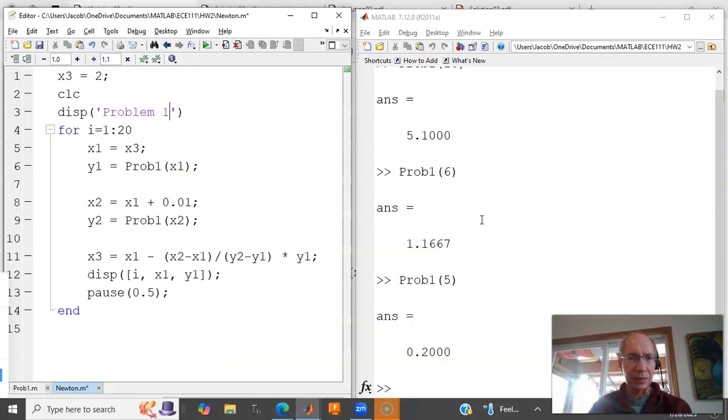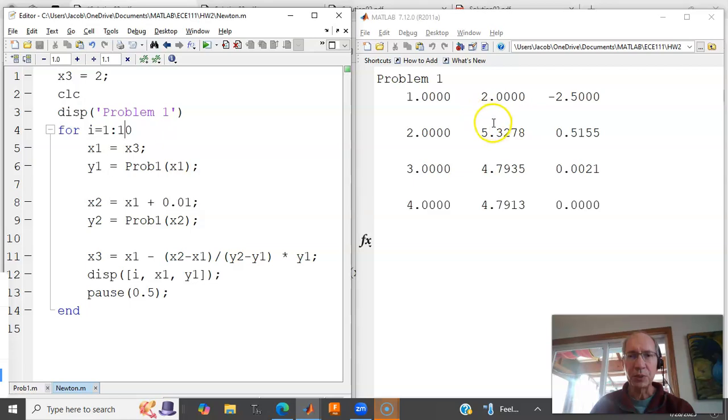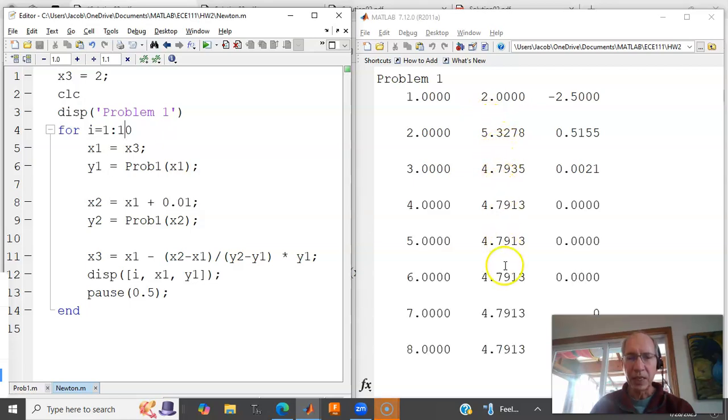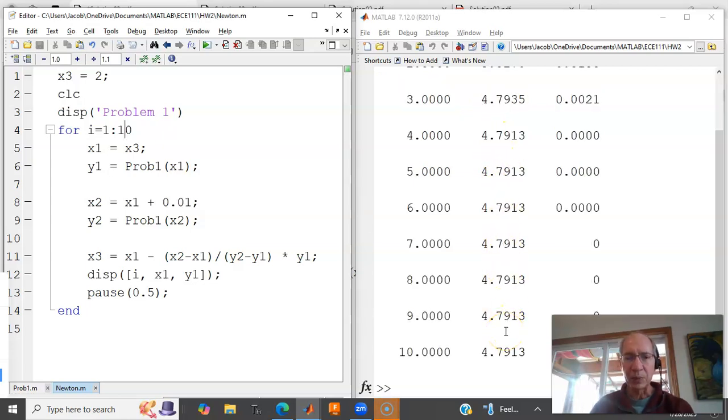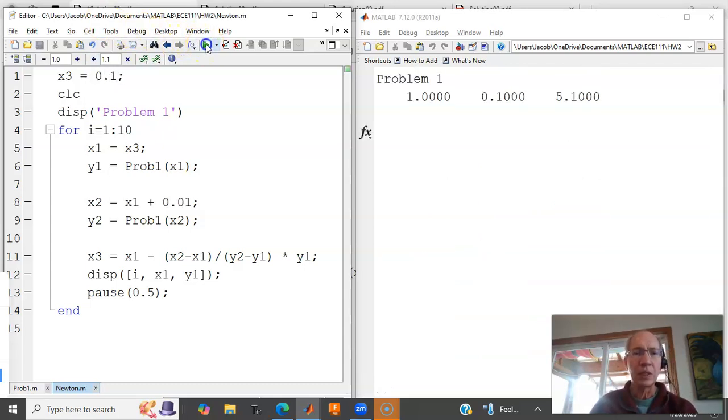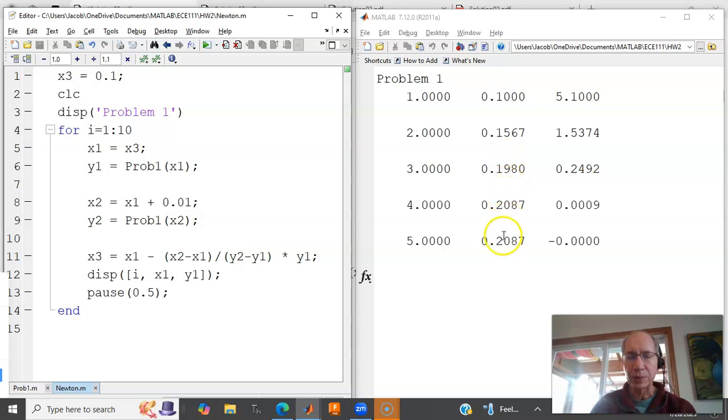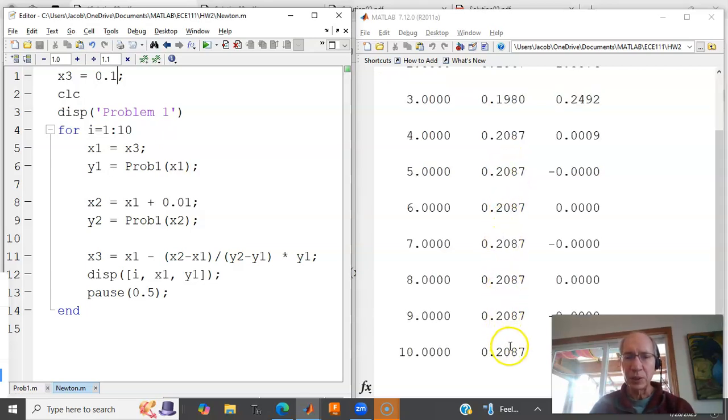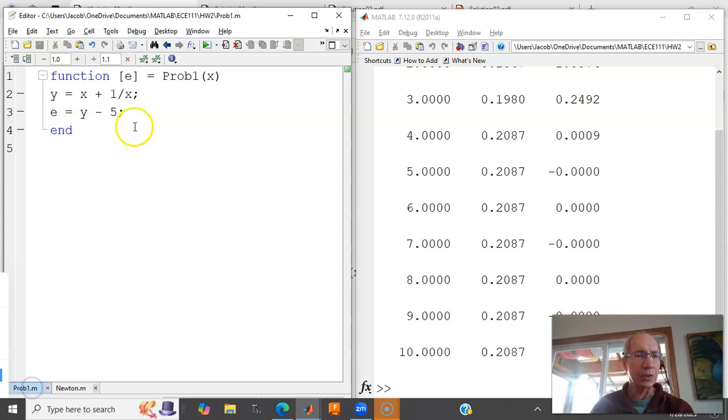To see that in action, I can run it. I'm going to run this for 10 iterations and see how it converges. My first guess was 2, second guess 5.3, and eventually it winds up being 4.7913. That's one solution. If I make my initial guess close to the other solution, 0.1, it will iterate and find the solution close to 0.1. A second solution is 0.2087. So that's function equals 0. Those are the solutions when y equals 5, two solutions.